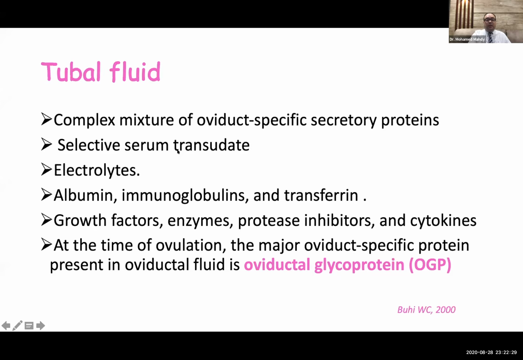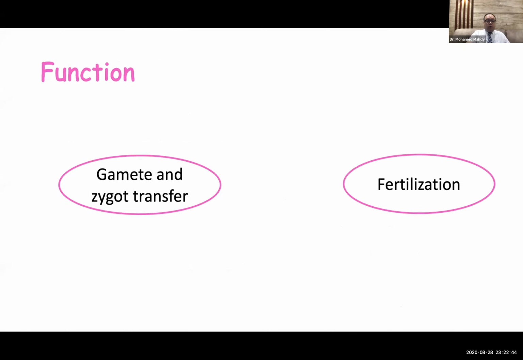Tubal fluid has a complex mixture of oviduct secretory proteins. It contains serum transudate, electrolytes, albumin, immunoglobulins, transferrin, and a specific glycoprotein that is released during ovulation, the oviductal glycoprotein, which has a role in fertilization. So the function of the fallopian tube is gamete and zygote transfer to and from the uterus, and fertilization in the ampullary part of the fallopian tube.